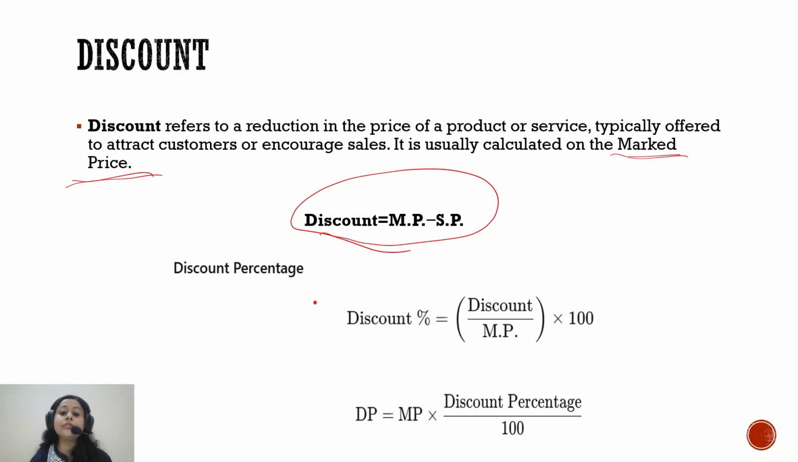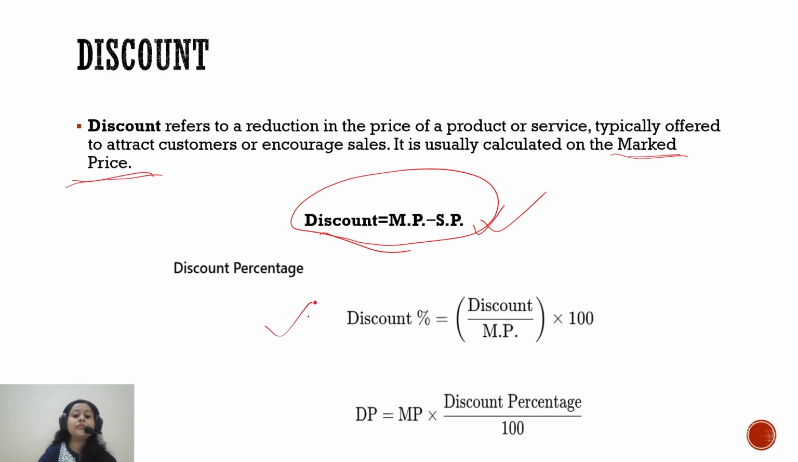What is the discount amount? It is the difference between marked price and selling price. That is in mathematics. It cannot always be true in real life, because the actual price they are selling at can be a little higher than the selling price. But in mathematics, we apply this formula where marked price minus selling price will give you the discount.